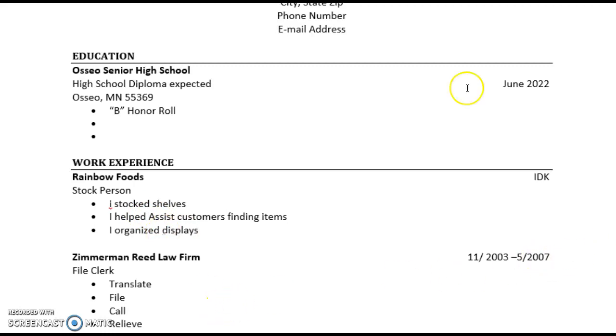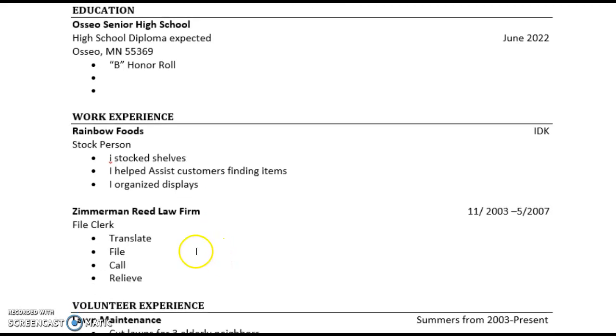The Zimmerman Reed Law Firm. Okay, so translate, file, call, relieve. What did you translate? What did you file? Who did you call? Relieve what? We want phrases. Yes, these are active verbs, but we want phrases behind them so that it gives us a better idea of what your job responsibilities were.